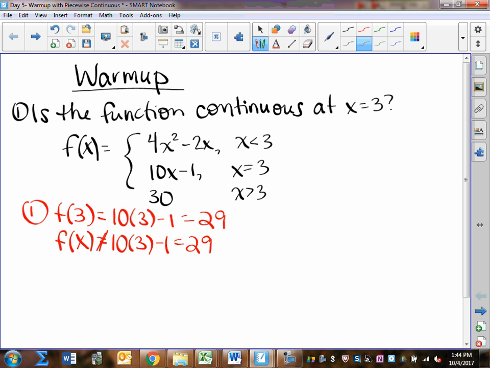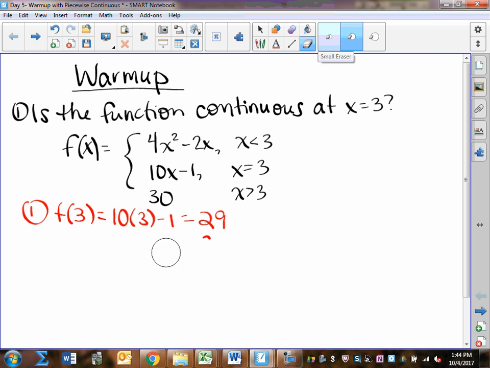Also, do not write the following. That is also f of 3 is not 10x minus 1. F of 3 is 29. Okay, so make sure you have proper notation. When I'm putting in that 3 for x, I should no longer see that. Okay. So we have the function is defined.